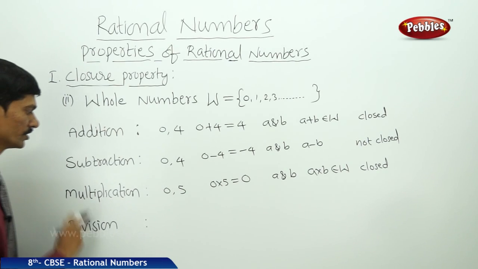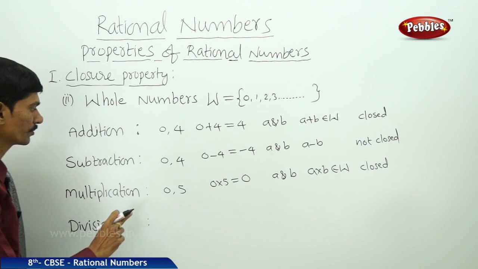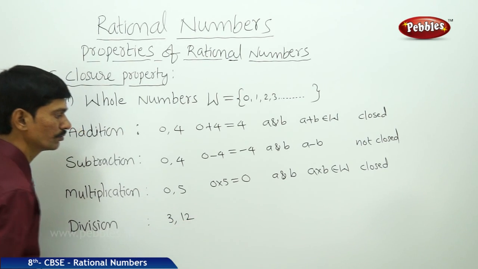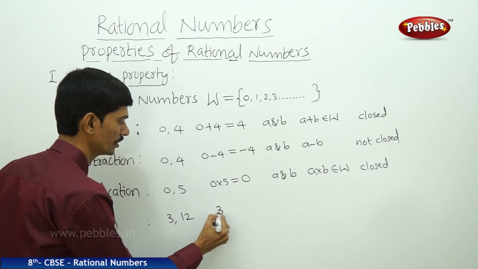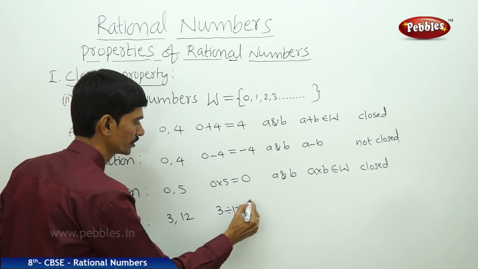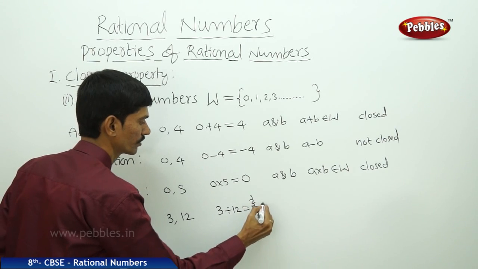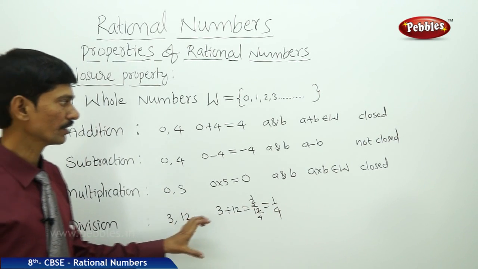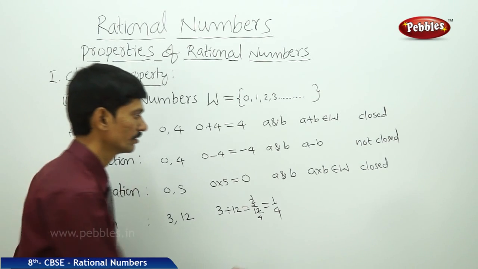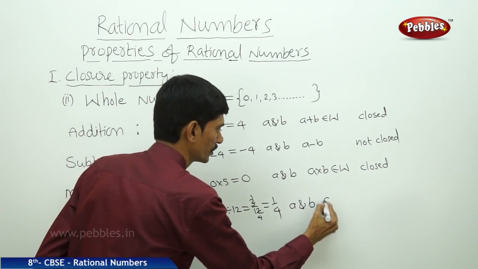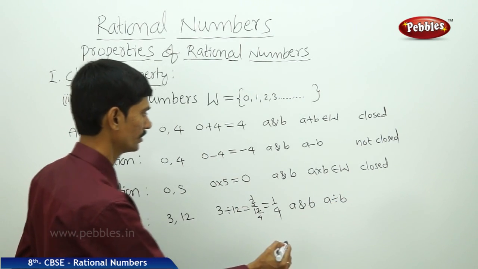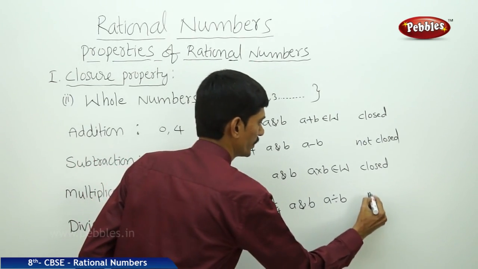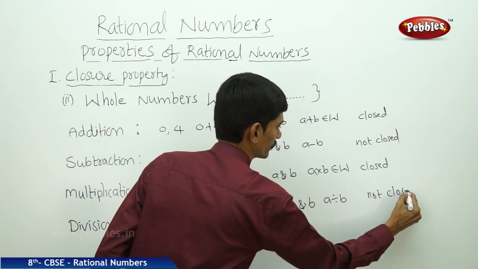Now let us check the same thing in division. Now let us check the closure property under division. Here 3 and 12 are any two whole numbers. Now let us find their quotient. 3 divided by 12 equals 3 by 12. 3 1s are 3, 3 4s are 12, which equals 1 by 4. Here 1 by 4 is not a whole number, which means the quotient of any two whole numbers may not be a whole number. So if A and B are any two whole numbers, their quotient A divided by B may not be a whole number. So the closure property is not satisfied under division, which means whole numbers are not closed under division.